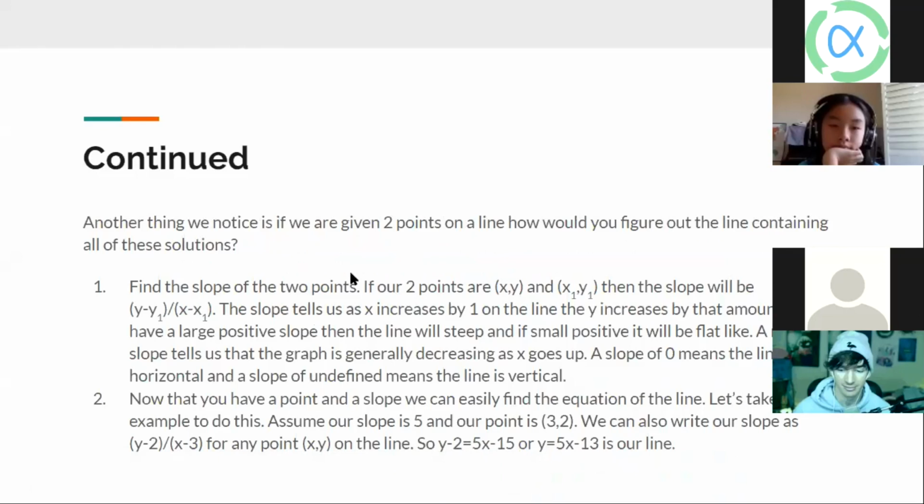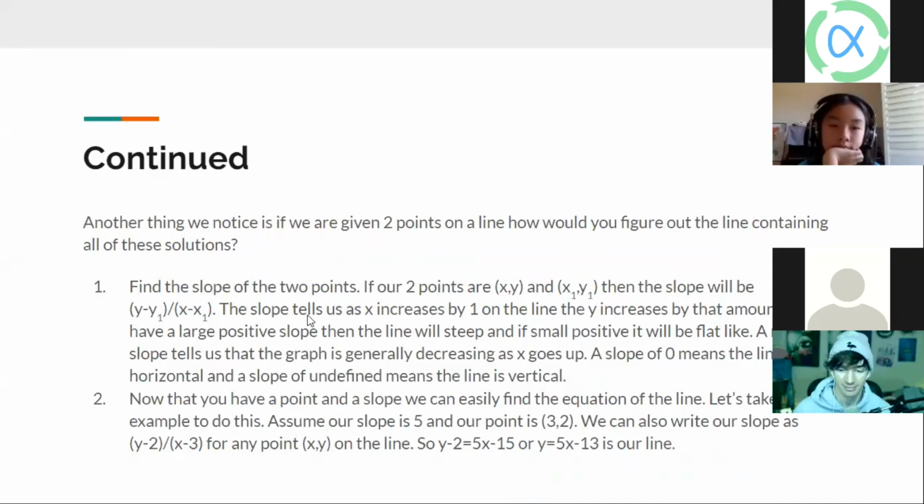Another thing we notice is, if we are given 2 points on a line and you want to find all the solutions that would satisfy that line, what you do is you first find the slope between the 2 points. So basically, if our 2 points are (x, y) and (x1, y1), then the slope is given as y minus y1 over x minus x1.